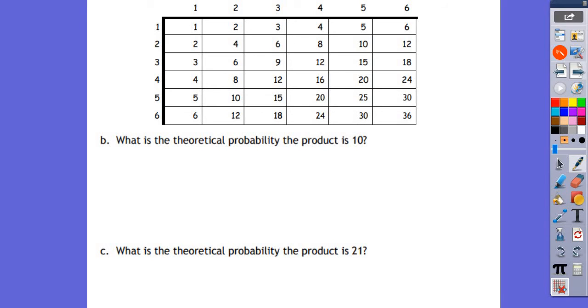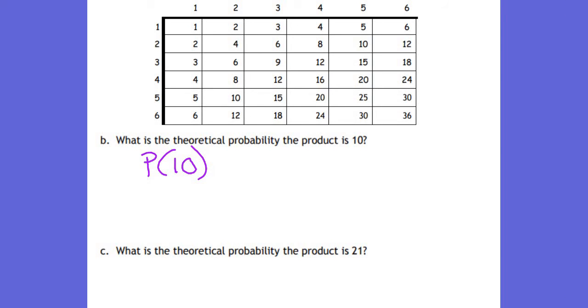And she said, well, what is the theoretical probability of the product of 10? If I'm looking for the product of 10, how many products are 10? 2 out of how many total? 36. Can that simplify? Yes, to 1/18. So the probability of a product of 10 is 1/18. What word on my scale could I describe that as? Unlikely to happen.